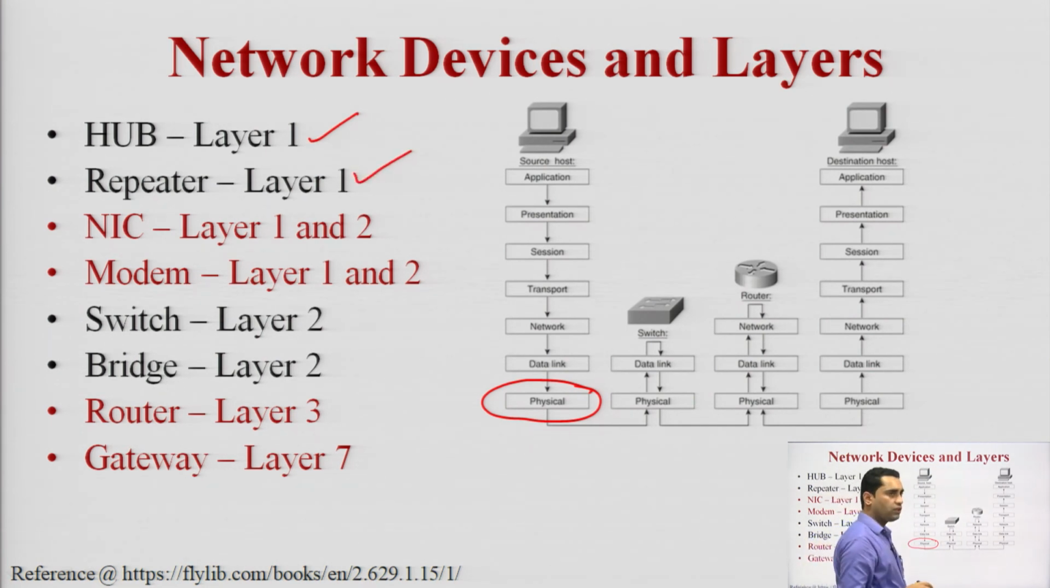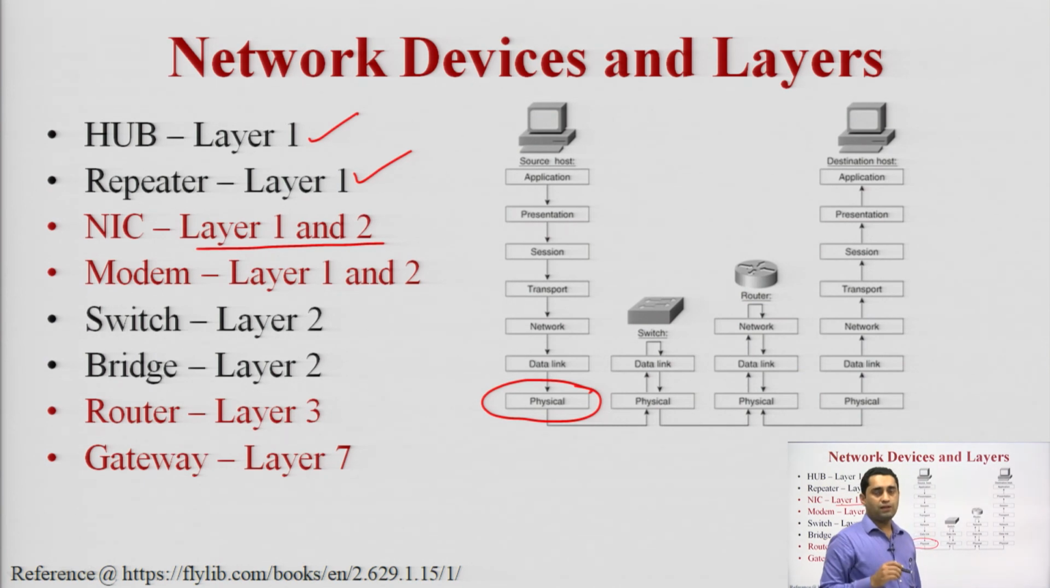When we talk about the NIC card, as the NIC card also contains a MAC address, the physical address of a computer node, we can say yes, the NIC is used at layer 1 and layer 2, because layer 2 is the data link layer and it is categorized into the MAC layer.